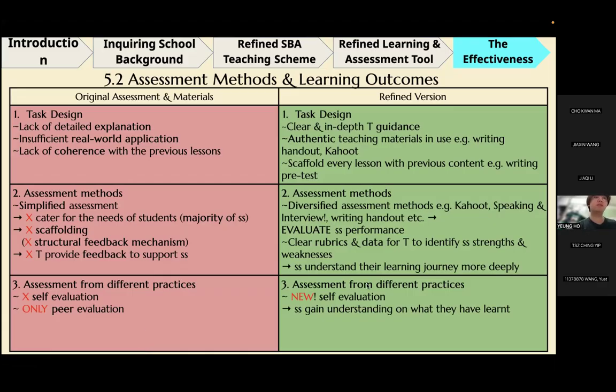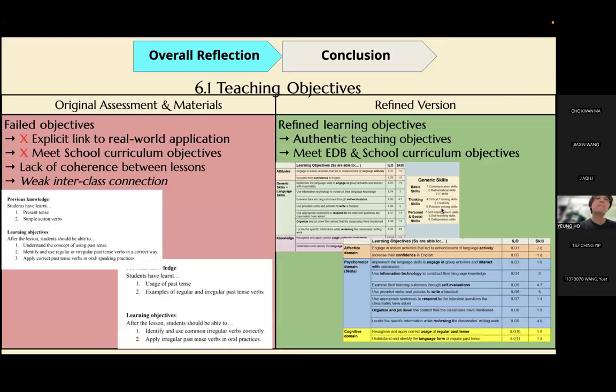And for the assessment from different parties, we didn't have any self-evaluation. We only had peer evaluation. Now we have self-evaluation for the students to gain understanding of what they have learned. Next slide, please. And for the overall reflection, next slide, please.